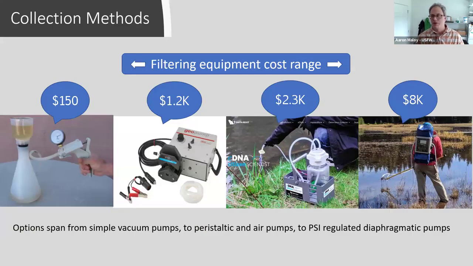So one of the most common ways we collect water samples is through filtration. So this is just kind of giving you an idea regarding the equipment and the cost of equipment to get started collecting water samples. And it's quite variable. So on the low end, it might only cost you $150 to buy all the sampling equipment that you need, or upwards of $8,000 or more for fancy backpack units.